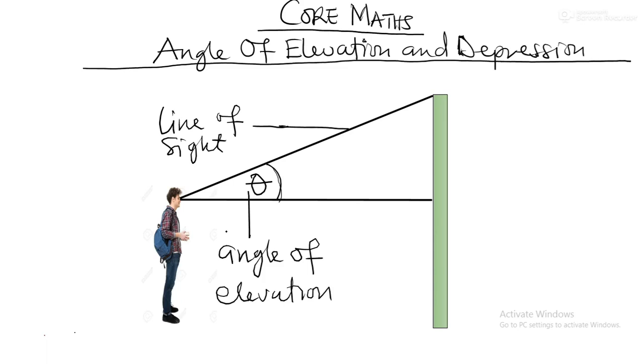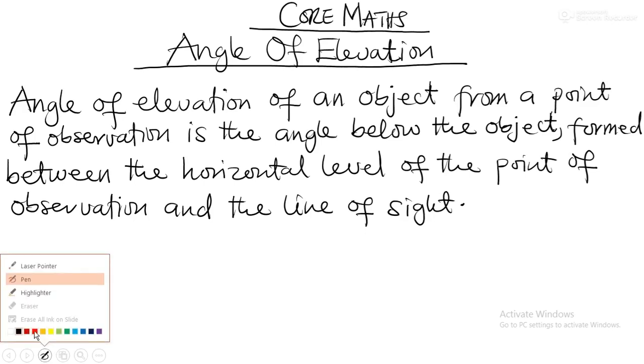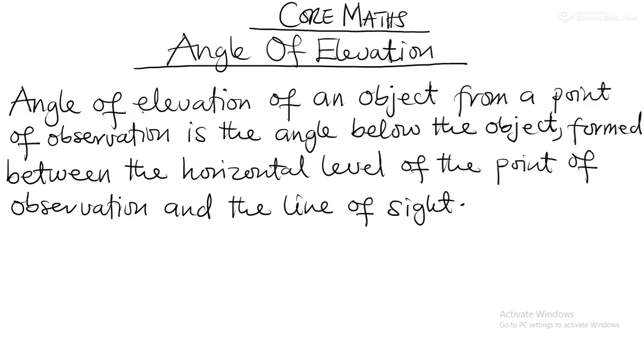Good. So let's look at the definition of angle of elevation. Angle of elevation of an object from a point of observation. So anytime we are talking about angle of elevation, it is of an object and from a point of observation. So take notes. It is an angle of an object from a point of observation.